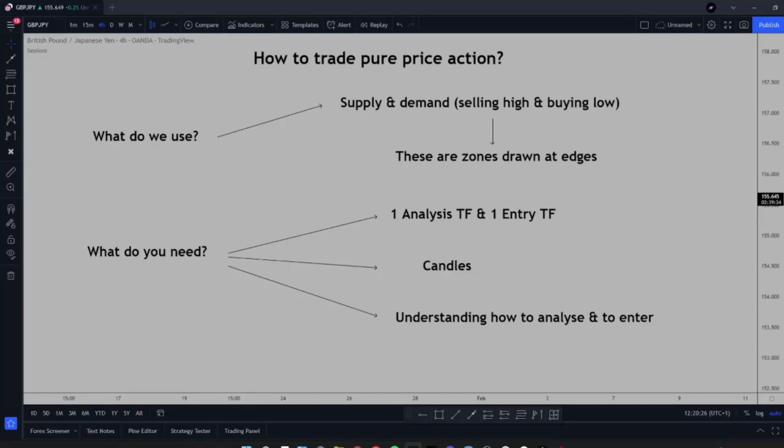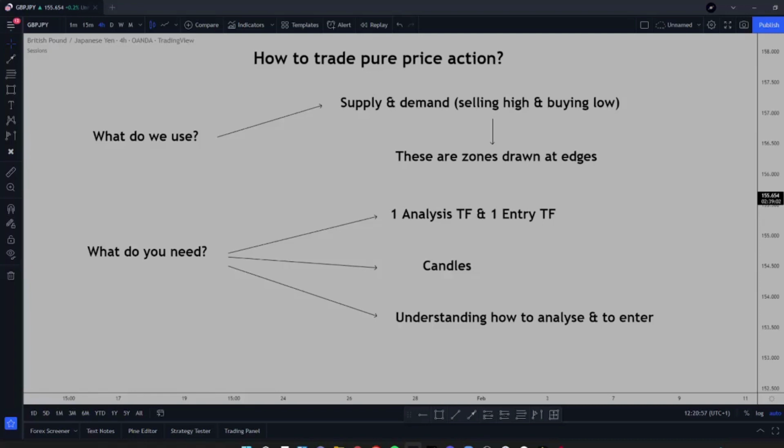We use supply and demand. Basically, you can say that supply is selling at a very high point and demand is buying at a very low point. Basically, we're buying cheap and we're selling expensive. What are supply and demand? Well, these are zones that are drawn at edges, at swing points where you can see that the market made a turn. And there exactly are zones going to be drawn.